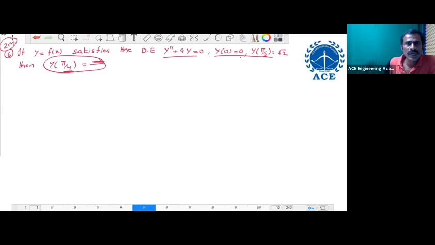Just finding the roots and writing the solution. Conditions are given. We can find the arbitrary constant values, and then write the particular solution. It is a 2 marks GATE question, and it is a numerical type, because it is fill in the blank: y of pi by 4 is required. Okay, let us do this problem.